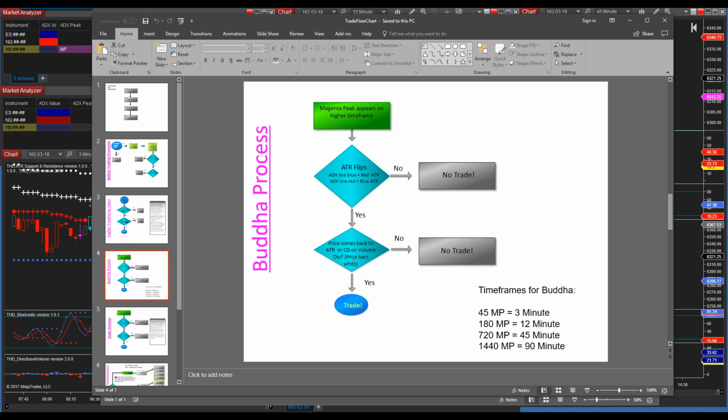If you're not sure of what time frame, I outlined it for you. These are your time frames: a 45 magenta peak equals a 3-minute, a 180 equals a 12, 720 equals a 45, and 1440 equals a 90. There's no guesswork in this. It's really quite simple yes or no answers. The reason is when you're trading, you don't want maybes. You want strictly yes or no, because that enables you to follow the rules.